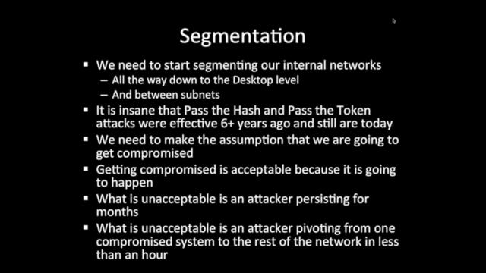Because while getting compromised or having a system that gets a compromise may be acceptable, what is unacceptable moving forward is an attacker persisting for months, if not years. What is unacceptable is an attacker pivoting from one compromised computer system to the rest of the network in less than an hour and getting domain administrator. I have a lot of pen testers on this webcast right now, a lot of people that I respect immensely, people that I consider to be titans in the industry. And if you sit and you talk to a lot of these people, many times after they get access to a system, it's less than an hour for them to get domain admin.